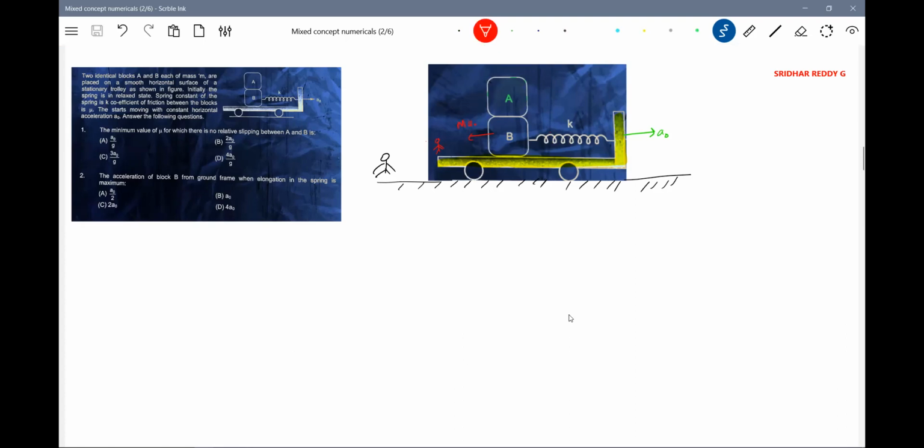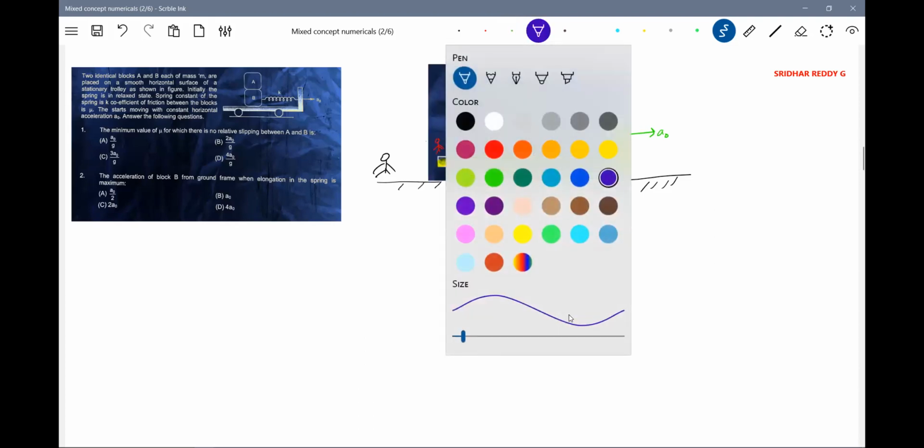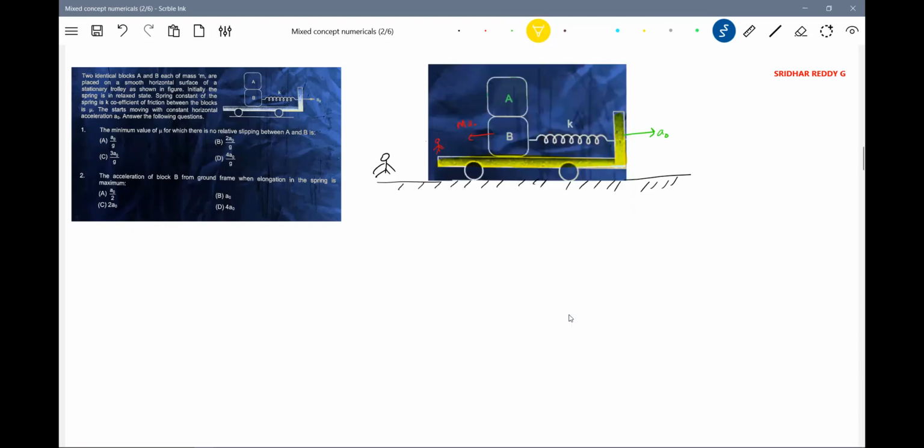Because the moment you accelerate, the spring will be at natural length. Then the pseudo force will make block B move towards the left. Then block A will oppose, so there will be some friction. I'll bring it. Take this yellow, lemon yellow. And similarly, a friction will be here, and the spring force is what I'll show. All these are the forces that are acting.